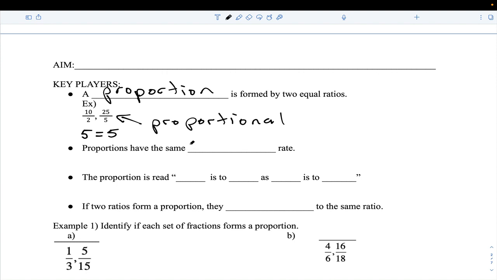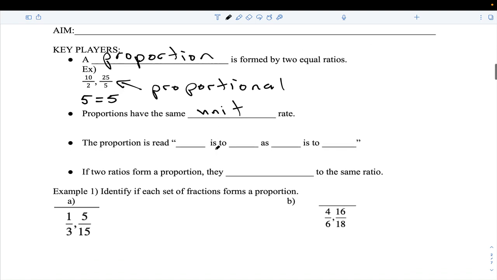Proportions will always have the same unit rate. Say unit rate, 1, 2. Unit rate. That was something we explored last week, and we're going to get back to it in just a minute, but today we're taking a bit of a pause.